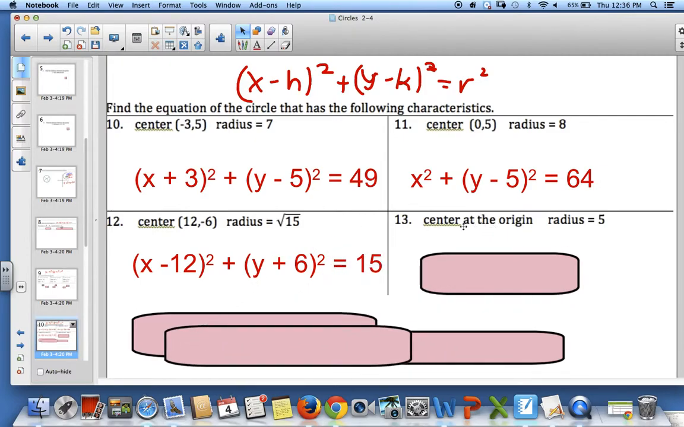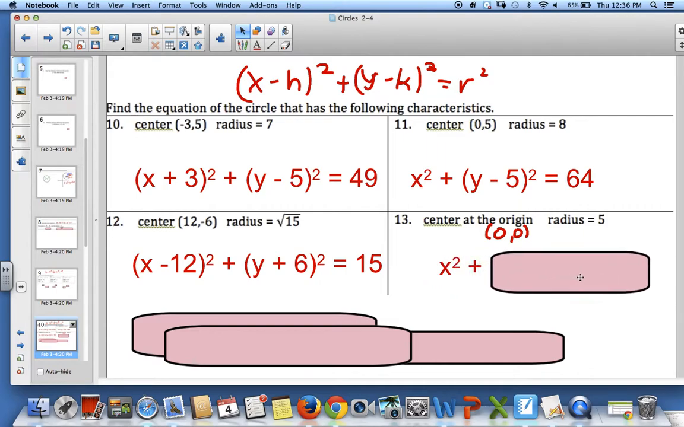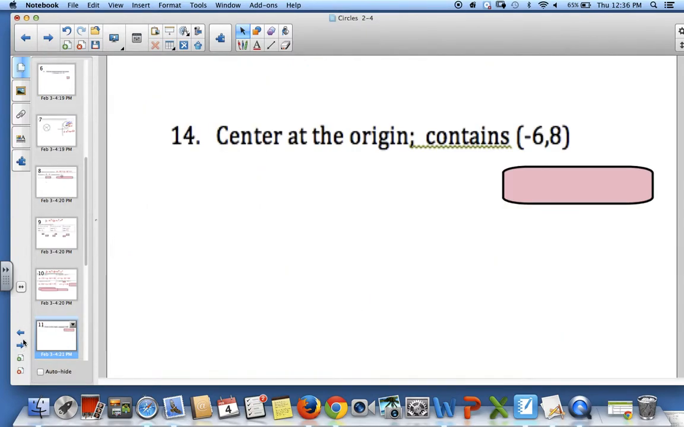This one's a little trickier. Centers at the origin. Origin, we know, has the coordinates 0, 0. So it's x minus 0 squared, or x squared. And then y minus 0 squared, y squared equals 25. And that's that. Okay, it gets a little trickier when we have something like this.